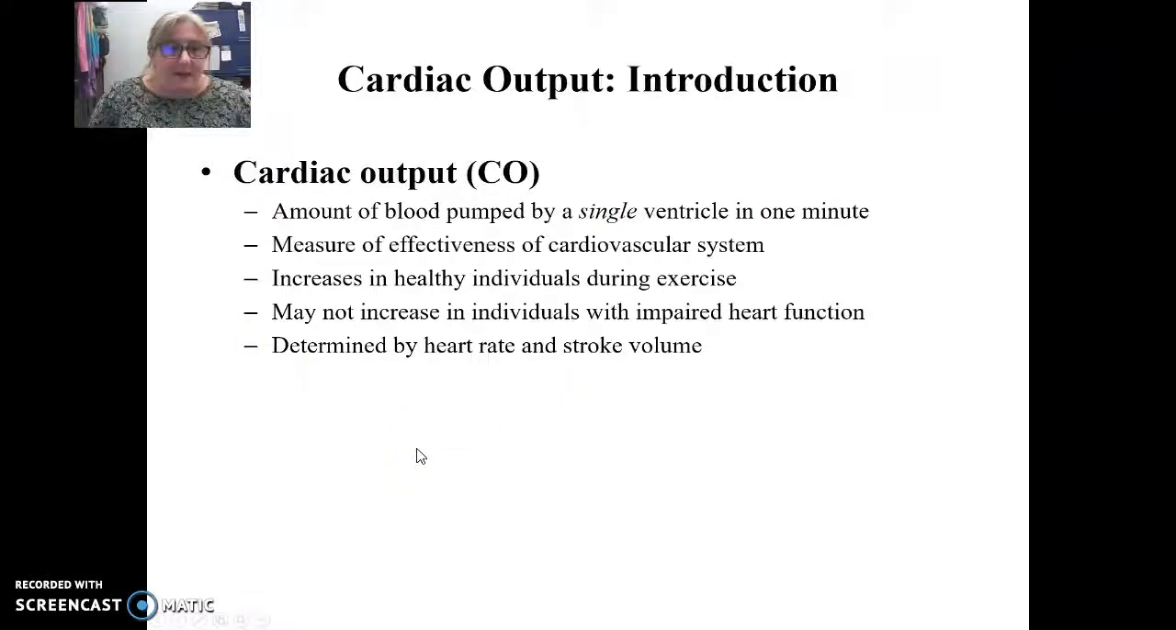I'm going to stop here. I know this is a shorter video, but this way I can keep cardiac output and everything together in our last video for this chapter.